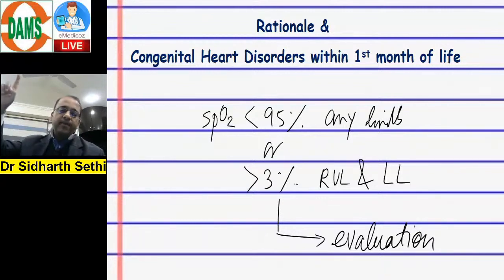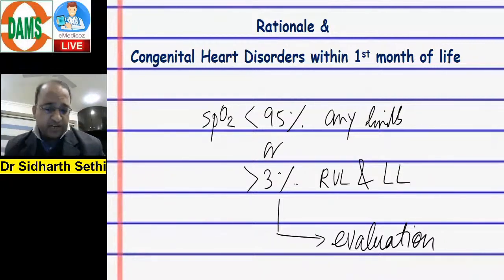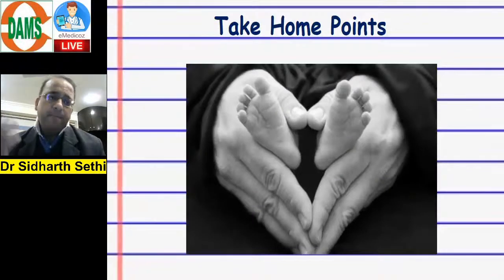Right upper limb is preductal. So it is a convention. Right upper limb is preductal, lower limbs are postductal. So we are looking at the difference between the upper limbs and the lower limbs, especially for TGA. So this child should be evaluated because he may need prostaglandin infusion. So that was all about today.